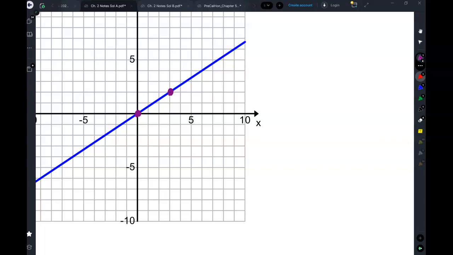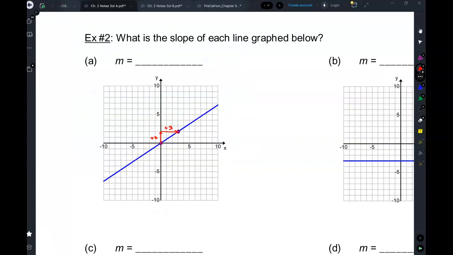And now what we do is, from here to here, I go up 2, is that positive? You can choose any 2 points, yeah. Just make sure they're not fractions. So I'm going to go up 2, and how much do I go over? To the right, 3. Is it positive or negative? Positive 3. So the slope will be 2 over 3.